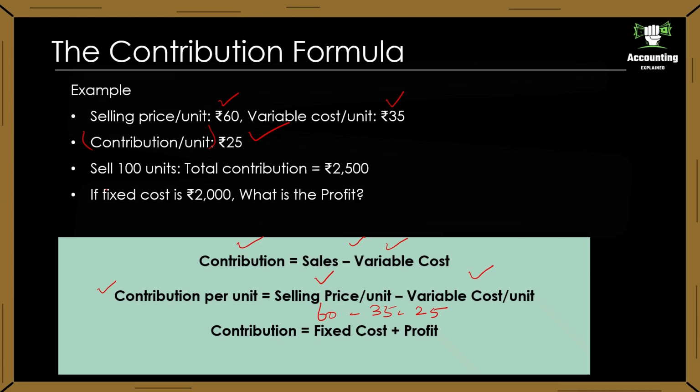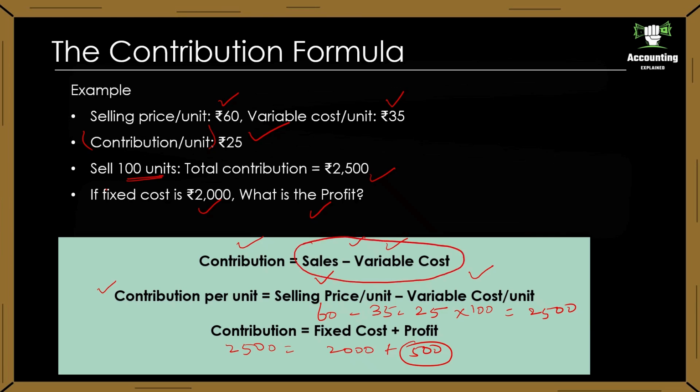Here you have sold 100 units. So total contribution is 25 into 100, which is equal to 2500. If fixed cost is 2000, what is the profit? We know contribution consists of both fixed cost and profit. So contribution 2500 is equal to 2000 plus what will be the profit? 500, the remaining amount. Okay. So you have to remember contribution is always calculated as selling price minus variable cost.